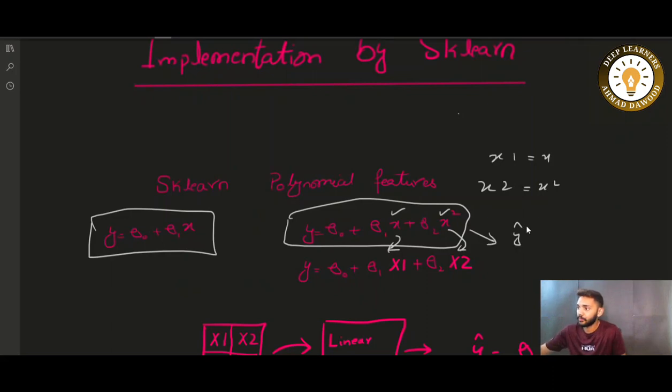y cap equals theta 0 plus theta 1 x1 plus theta 2 x2. It seems like there are two features involved here. That's why we are finding two coefficients and one intercept. We just replaced the names here. We suppose that x is a separate feature and x square is a separate feature. Now we have done that, we can simply use the linear model.